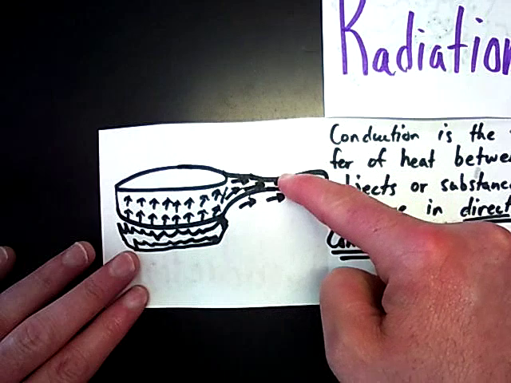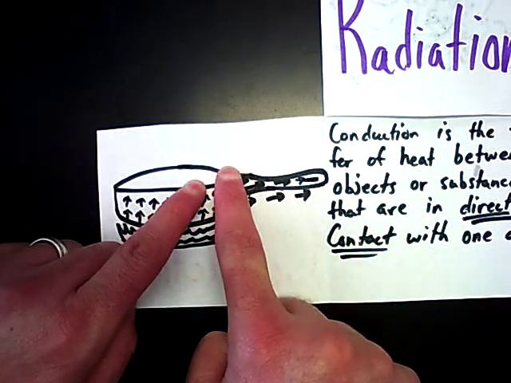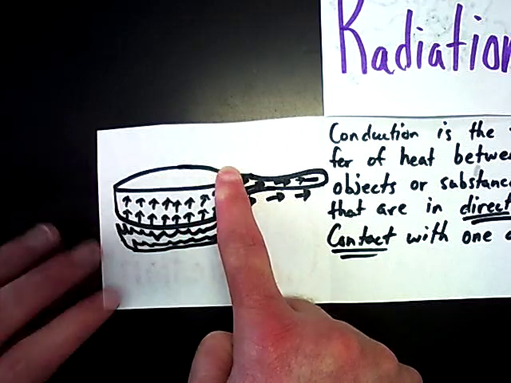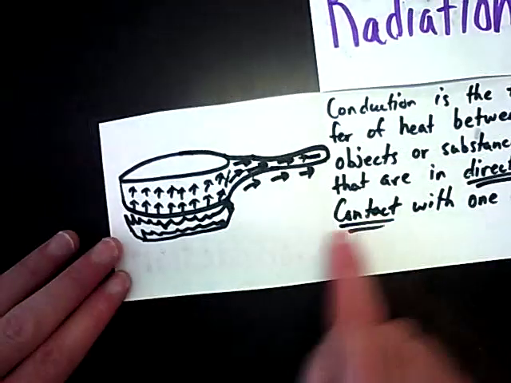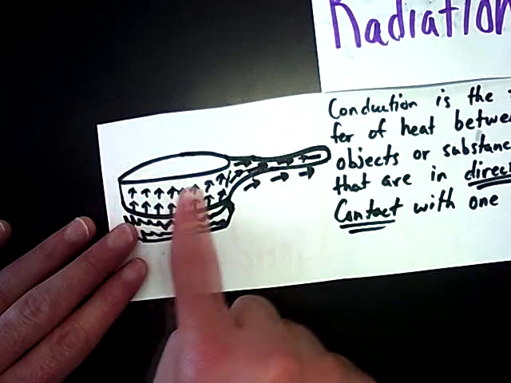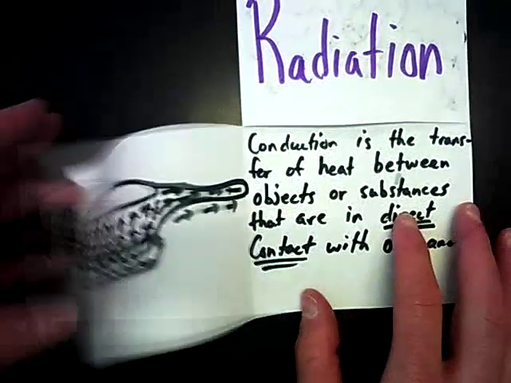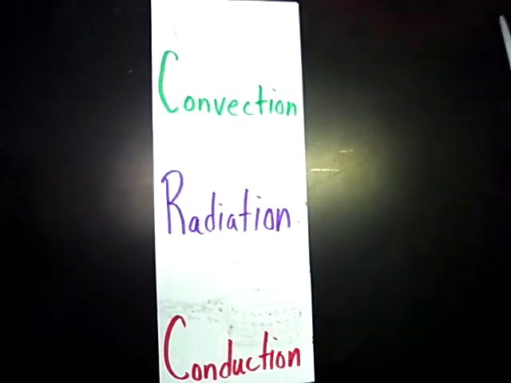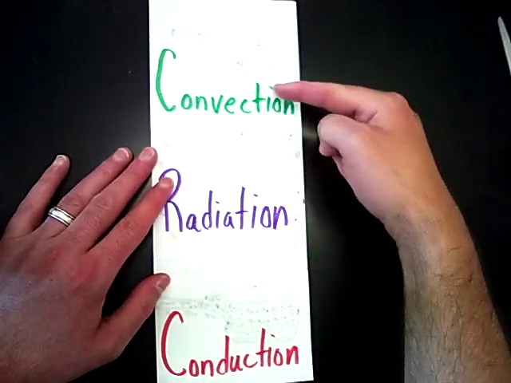If you took your finger and touched this, well, your finger and the hot pan are now in direct contact, so thermal energy would move out of the pan and into your finger, okay, because they're in direct contact. The thermal energy is moving through the metal in the pot because the metal is in direct contact with the other metal molecules, okay? So to recap here, thermal energy can move in three different ways: convection, radiation, and conduction.